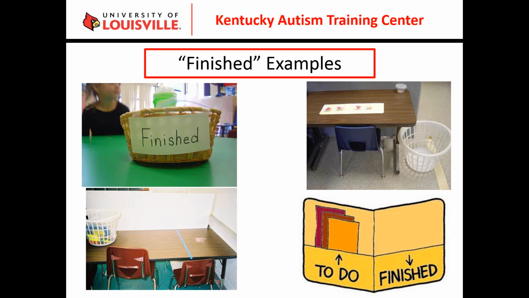So when toys were done, we had a finished basket for toys. It was a great tool that I could generalize to other concepts in my day. A finished basket can be anything. I've used laundry baskets. I've used big totes. This is just a line drawn on the table, and it says finished here.